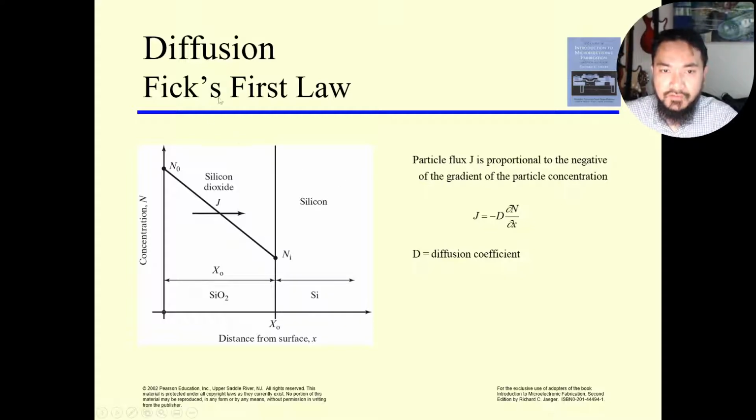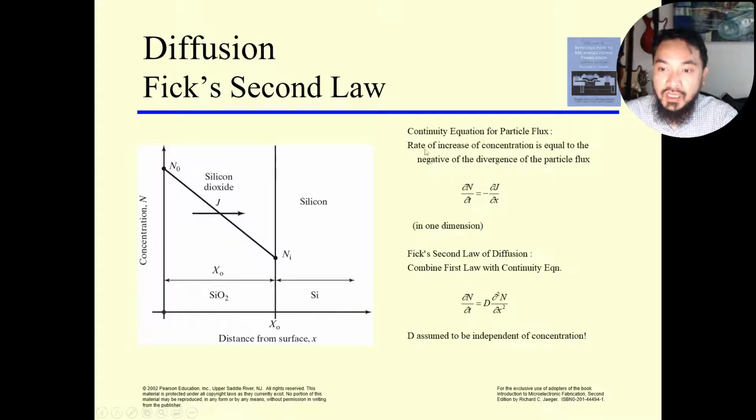Now we have looked at Fick's first law. This is diffusion when you have thermal oxidation. Thermal oxidation is based on Fick's first law, whereby particle flux J is proportional to the negative of the gradient of the particle concentration, and capital D is the diffusion coefficient. If you use the continuity equation for particle flux, you get that the rate of increase of concentration is equal to the negative of the divergence of the particle flux. So you get this equation here, in one dimension.